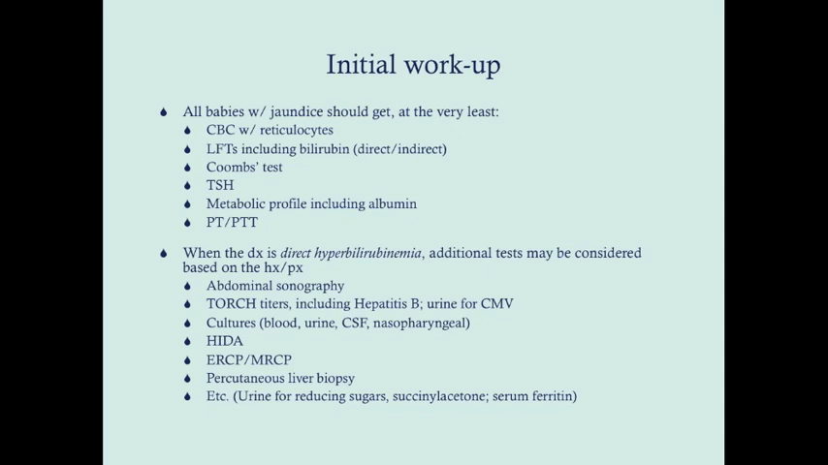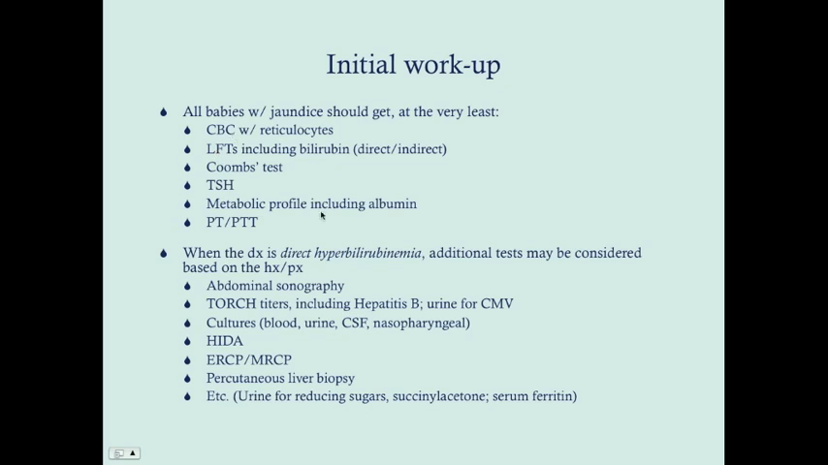So your initial workup: all babies with jaundice should get, at the very least, a CBC with reticulocytes. You should usually get a comprehensive metabolic profile. That's going to be your metabolic profile with all your electrolytes, but it also has your albumin. It's got your liver function tests, bilirubin. From lab to lab, it's ordered up differently, but you want to have those things. You also want to have a Coombs test on those red blood cells. You want to have a thyroid stimulating hormone level. If this is high, then it's indicating that you possibly have hypothyroidism, and then a PT and PTT.